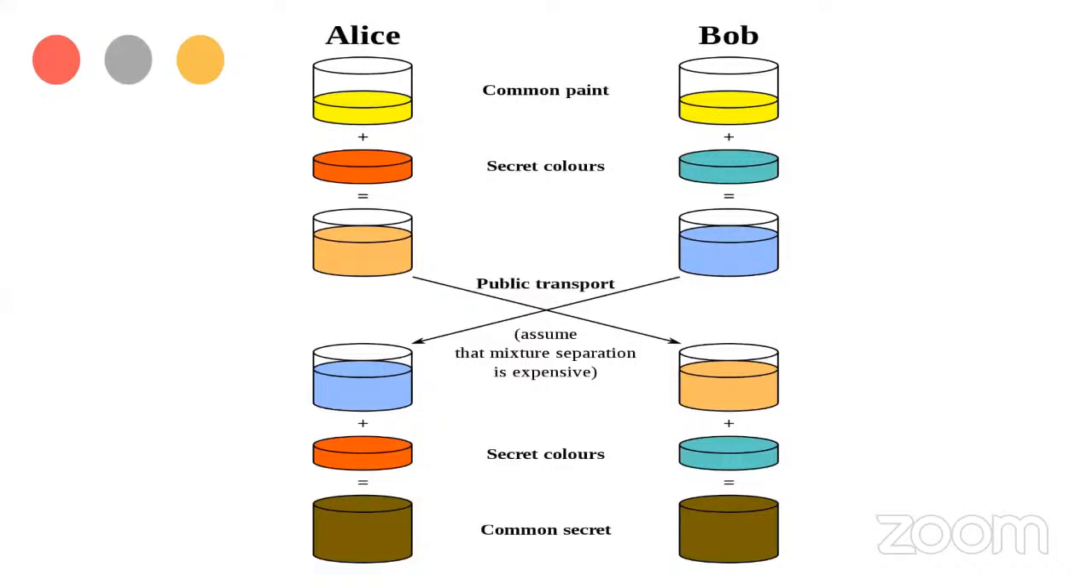Alice has taken a specific amount and Bob has taken a specific amount, but they were given an equal amount of the common paint. They have added their own colors and exchanged those colors, and then they have added their own again. In this way, they have created their common secret, which was exchanged over an insecure public channel, but the exact color combinations were not revealed. This is just an analogy to help you understand how this works. Because a lot of maths is involved, this is just for basic understanding.